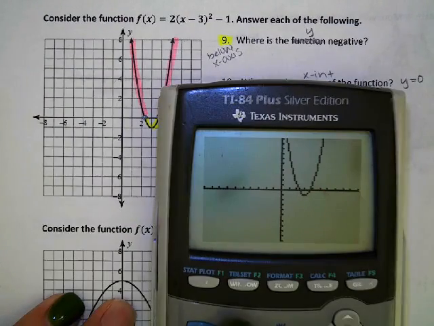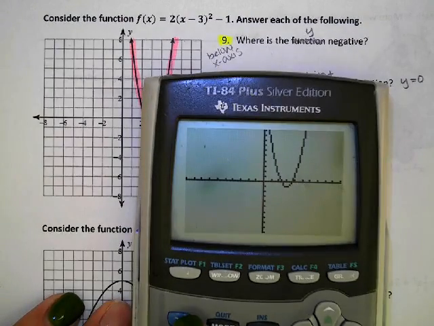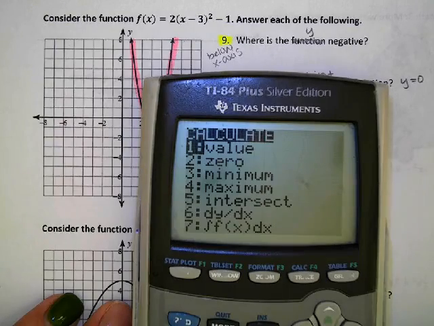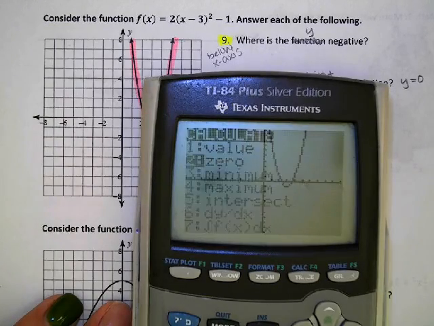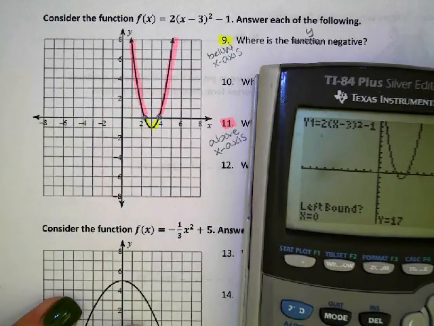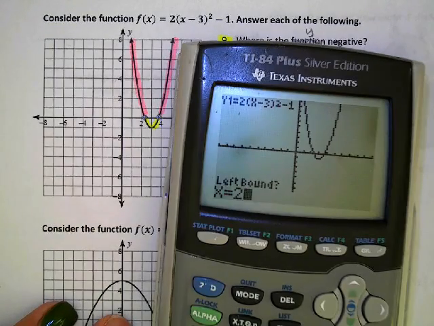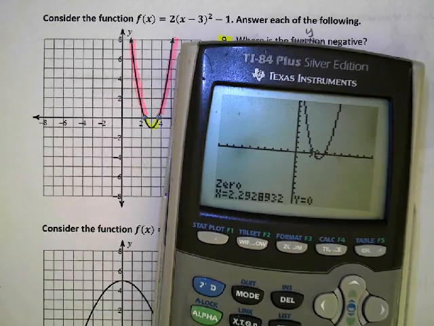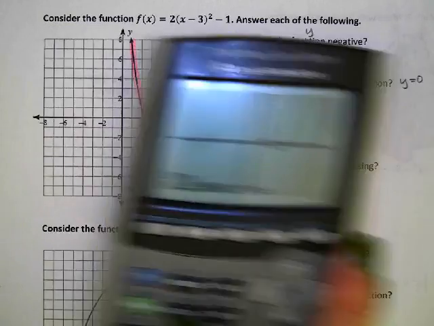So I'm going to do, for the x-intercepts, second trace, option number 2, the zeros. My first 0 is between 2 and 3. So for left bound, I'm going to type 2. For right bound, I'm going to type 3. 2.293.